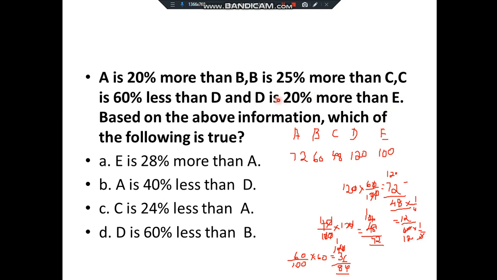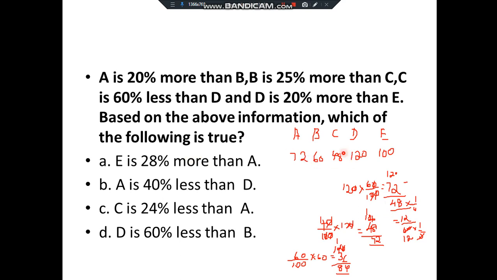Now from reverse you try. D is 20% more than E. E is 100, so obviously D would be 120. Now the next statement in reverse order. C is 60% less than D. First find 60% of 120. 60% of 120 is nothing but 72. So on subtracting 72 from 120, you get 48. So C's value is 48.